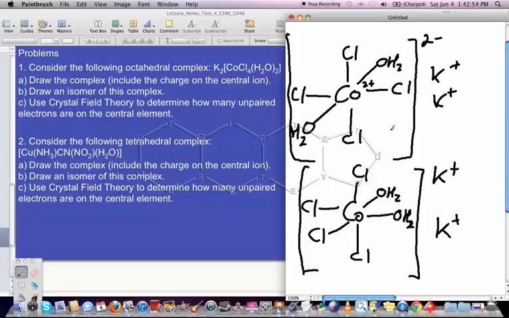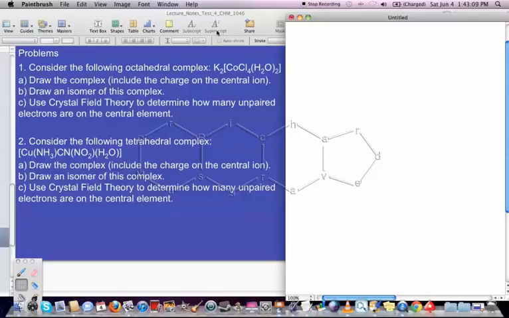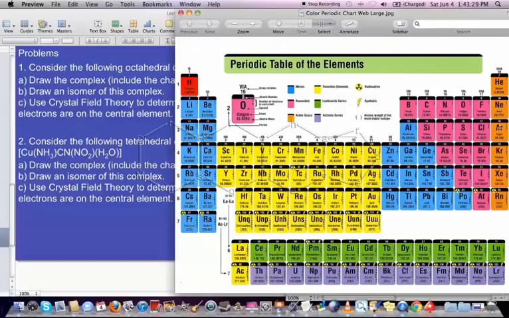Now we have to use crystal field theory to figure out how many unpaired electrons we're going to have in our complex. And we will look at, first of all, the electron configuration. When we're dealing with cobalt 2+, that's what we're going to be looking for. So we'll do cobalt first, and cobalt, looking at our periodic chart, will be Ar 4s2, 1 2 3 4 5 6 7.